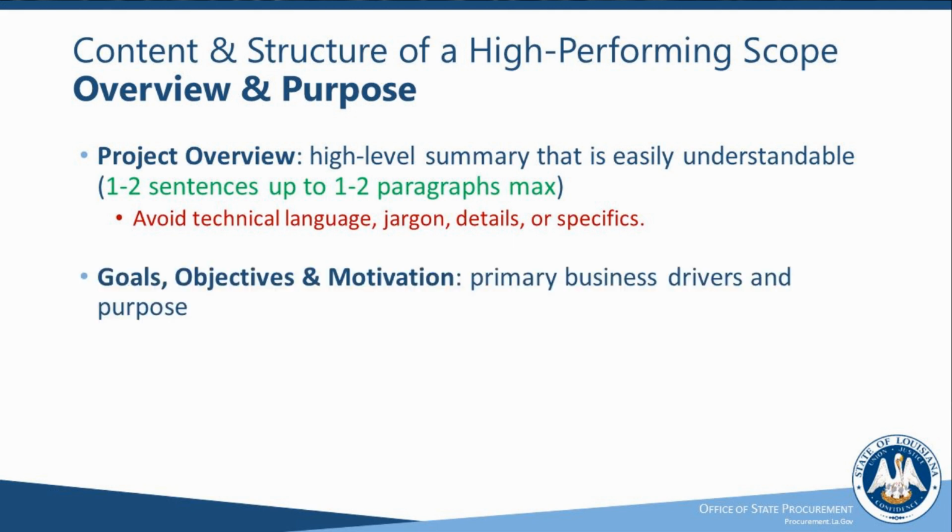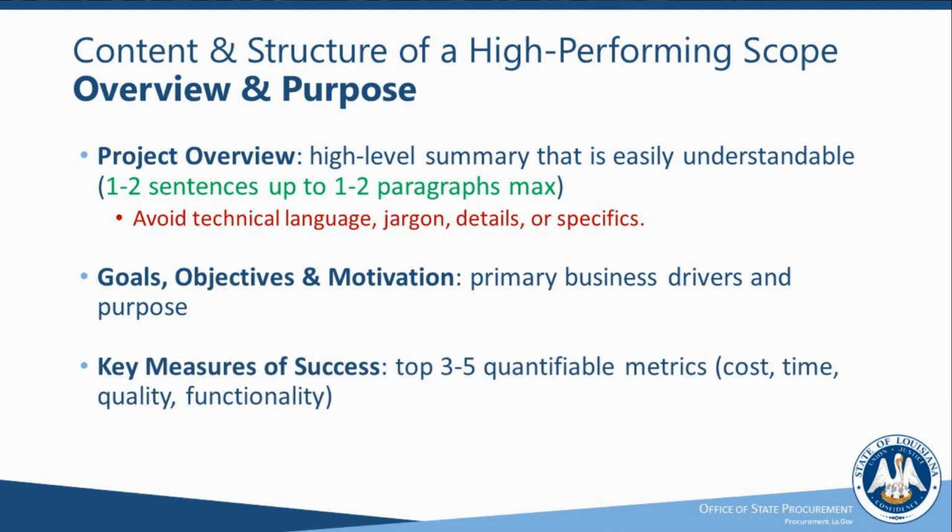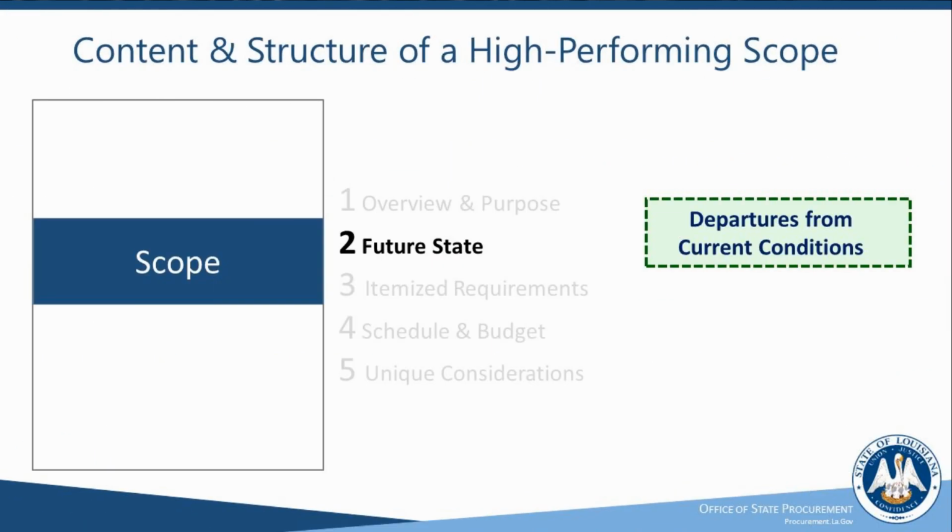Next, describe your goals, objectives, motivation. What are the drivers of this project? What are the key aspects of success? Why are we doing this? Provide that background. And if possible, maybe even include a few quantifiable metrics of how we are going to measure that successful outcome. What should be accomplished in measurable terms by the end of that project? So that's the first section.